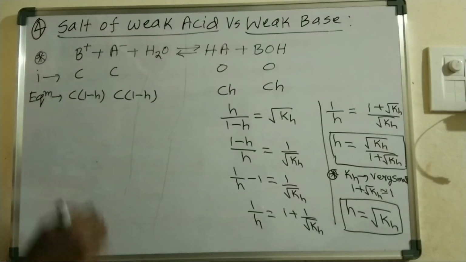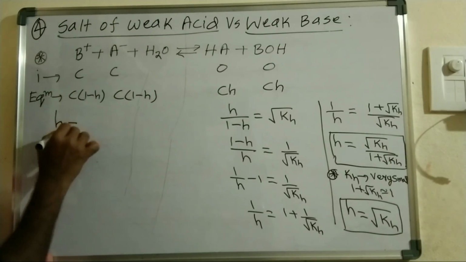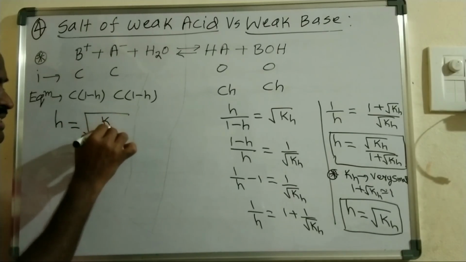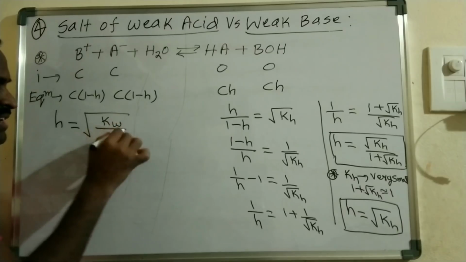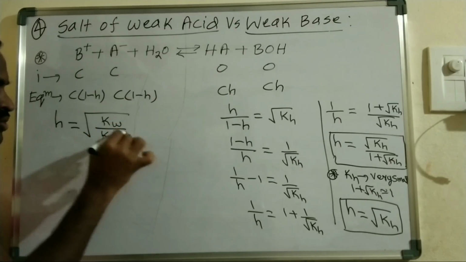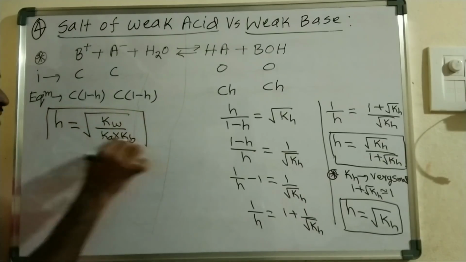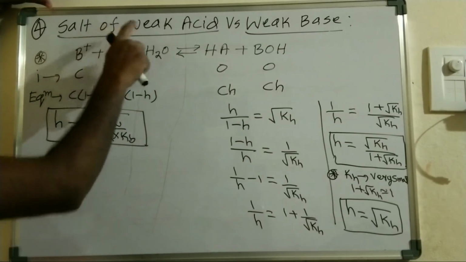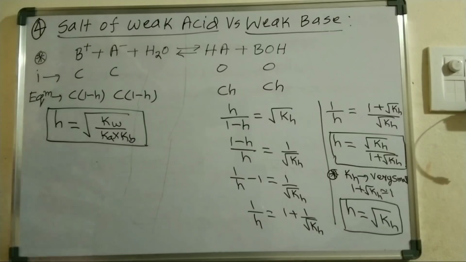This is the formula to find out its degree of hydrolysis. h is equal to the square root of Kh; substitute the Kh value, you get the square root of Kw divided by Ka into Kb. So you can use this formula also to find out its degree of hydrolysis. To find out the pH of a salt of a weak acid and a weak base, definitely we need the H plus ion concentration to be known.